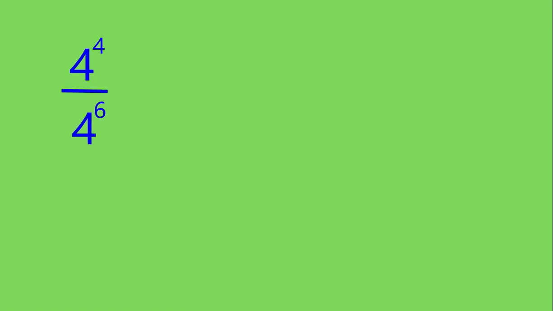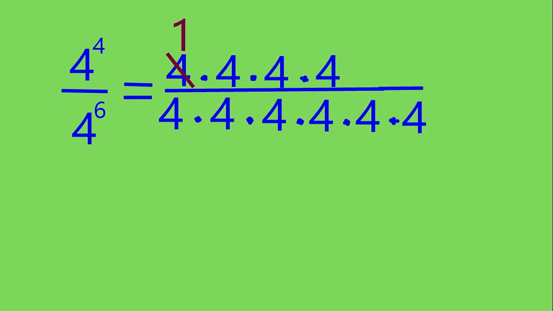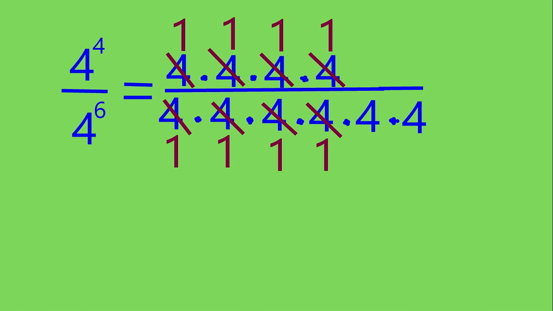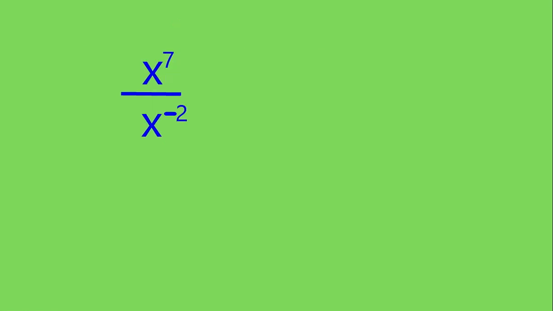Notice in this example, the exponent for the numerator has a smaller value than that of the denominator. This means we will get a fraction after finishing cancelling. One multiplied by itself any amount of times is just 1. And the denominator 4 is being multiplied by itself 2 times. So we get 1 over 4 raised to the power of 2.